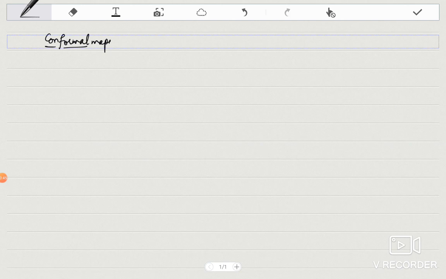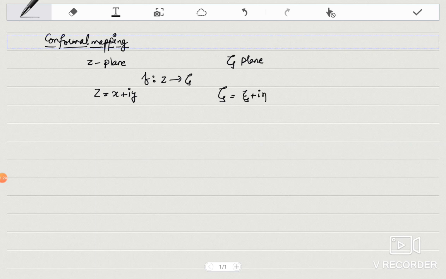I will just summarize a few things of that lecture. This is conformal mapping. You have a z-plane. You have a zeta plane. Both are complex planes. There is a mapping from z to zeta. In the z plane, z is equal to x plus iy. In the zeta plane, you may write zeta is equal to xi plus i eta.